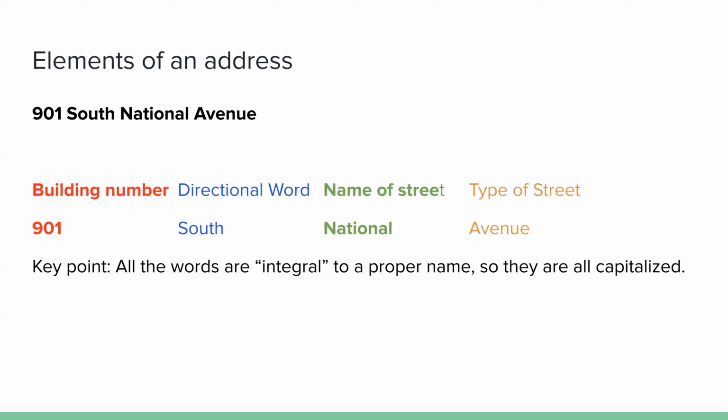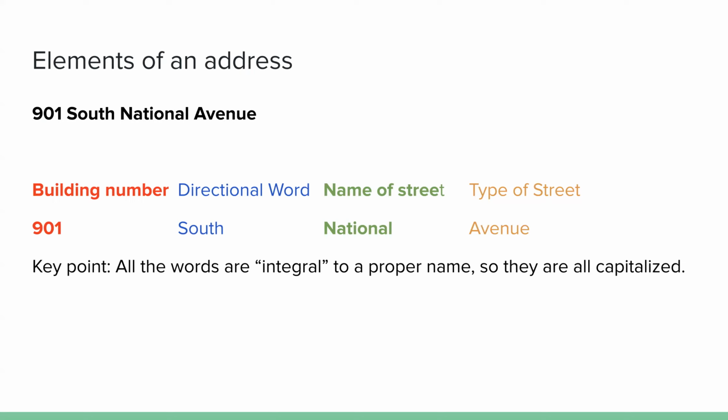In an address, there are really four elements. You've got a building number. Second element is a directional word. Some streets wouldn't have a directional word, but if there's one there, that's one of the elements. Then what we would call the name of the street, in this case, National. And then the last word, which I'm going to call the type of street. The word that describes the type of street here is Avenue. Those are your four elements.